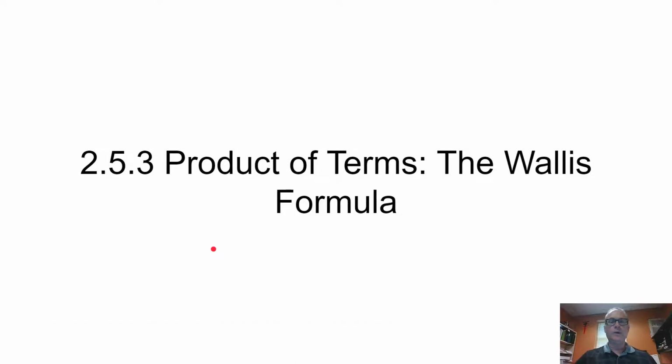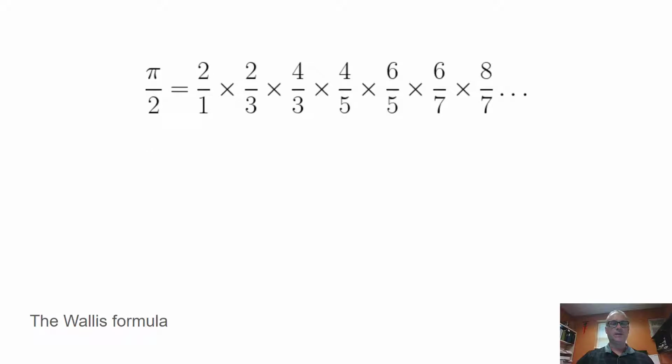Welcome back. We're going to look at another accumulation approach to approximating pi, and this is the Wallace formula, which looks like this. Pi over 2 is equal to 2 over 1 times 2/3 times 4/3 times 4/5 times 6/5 times 6/7 times 8/7, and so on and so forth forever.